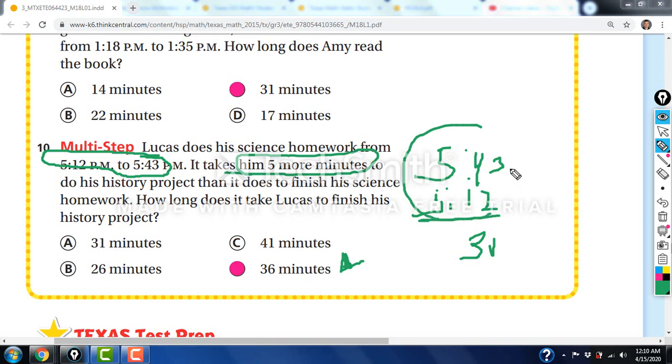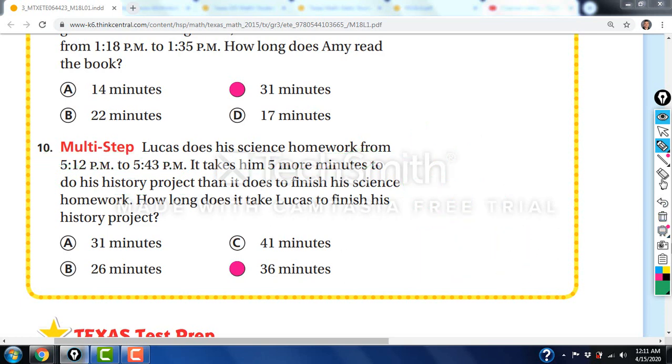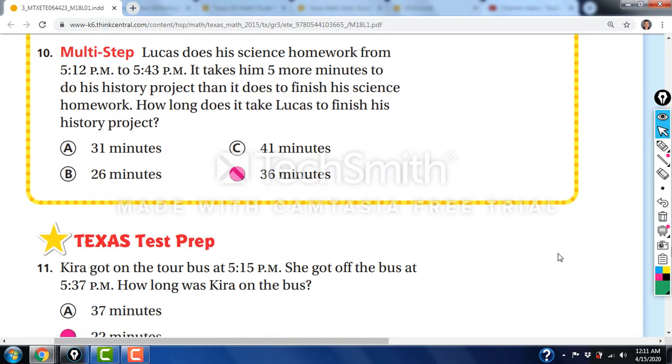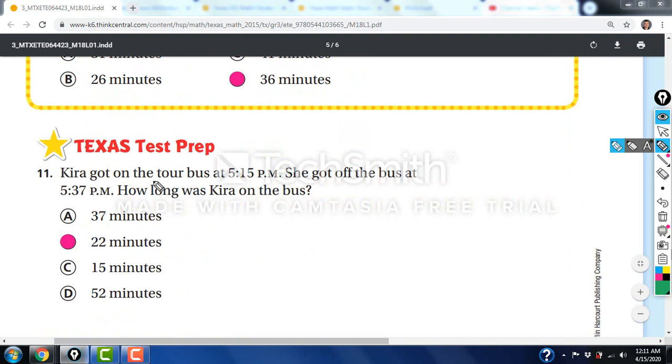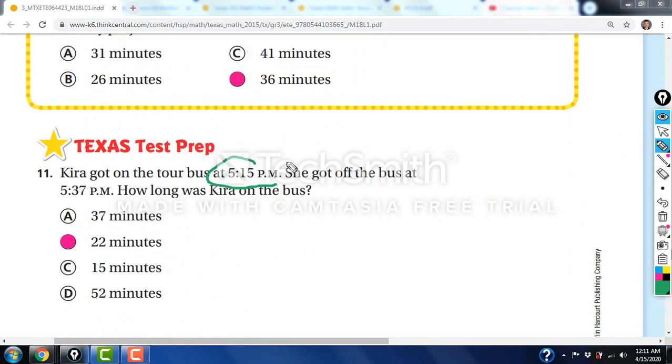So you get your elapsed time first, and then you add the 5 more, because it tells you it took him 5 more minutes, or 5 minutes longer, to do the history project than it did the science. So this is how long it took him for science, and then you add the 5. So again, it's very important that you analyze the question and the sentence. There's another easy one here. Kara got on the tour bus at 5:15 p.m. She got off the bus at 5:37. How long does it take? Subtract 5:15 from 5:37 and you get 22 minutes.